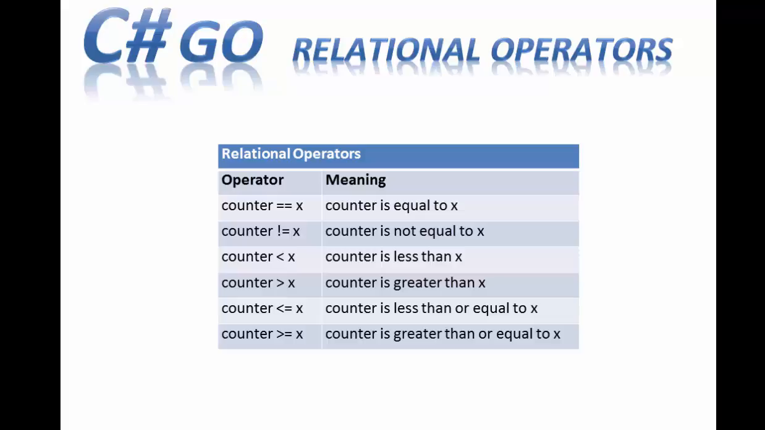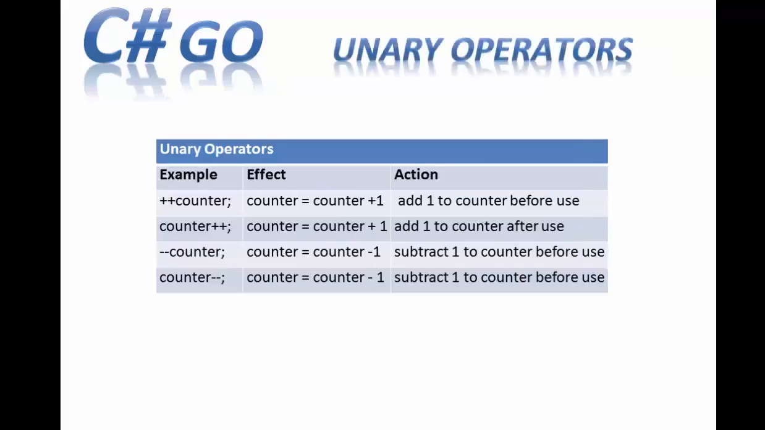Now you saw that we added 1 to our value for the counter. We did this by saying counter plus plus, and these are the unary operators that we use. There are two examples here for adding and subtracting. The difference between them is that plus plus counter will add 1 to the counter before it's used, whereas counter plus plus will add 1 to the counter after it's been used. And you can see here in the middle column the effect of what that is actually doing. Okay, so let's move on to an actual example.